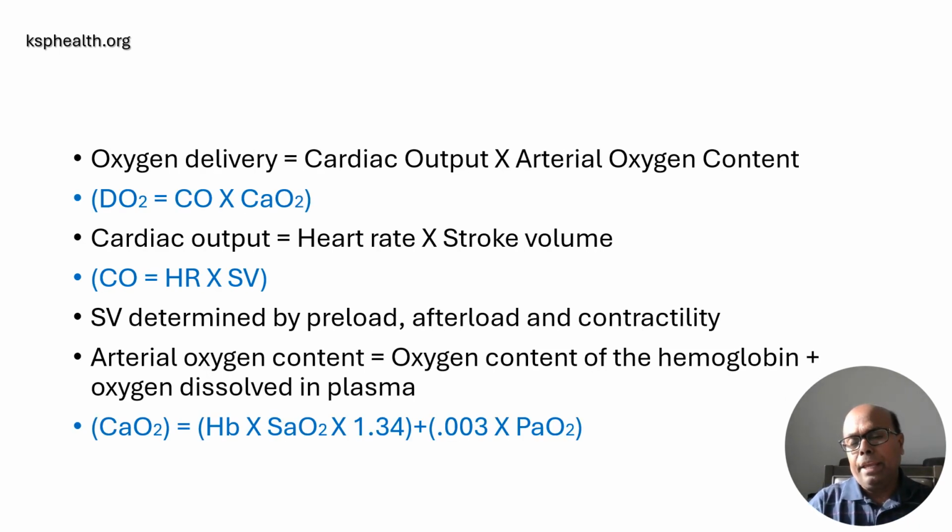Oxygen delivery, again, is a function of cardiac output and arterial oxygen content. Cardiac output is a product of heart rate and stroke volume. Stroke volume, again, is determined by preload, afterload, and contractility. Arterial oxygen content is the oxygen carried by the hemoglobin and oxygen dissolved in plasma. But for all practical purposes, in the absence of special circumstances, most of the time the oxygen content of the hemoglobin determines arterial oxygen content.